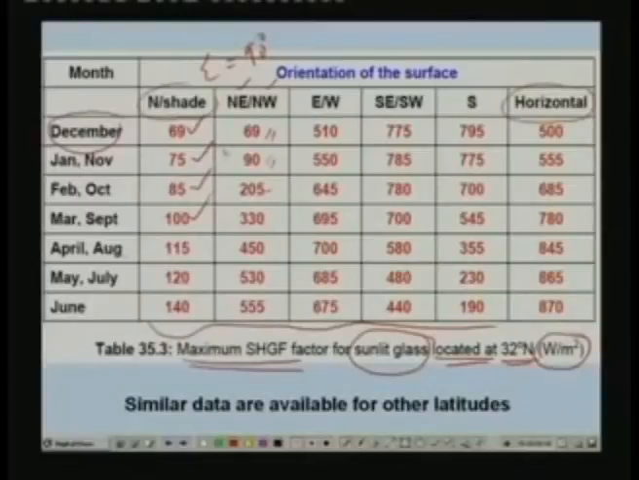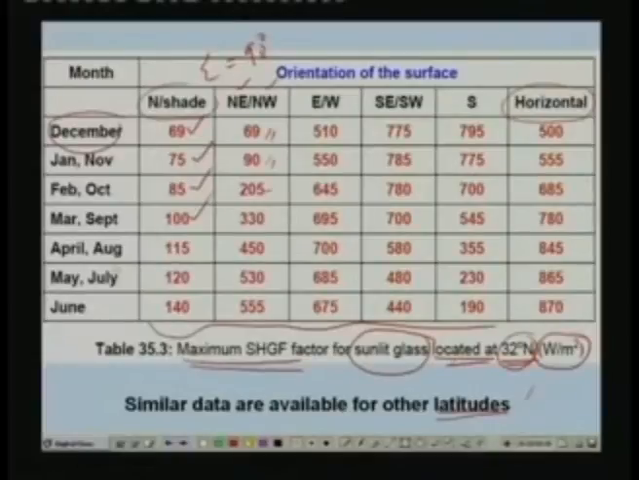Okay, so that means on a vertical wall, and this data is valid for 32 degrees north latitude. The ASHRAE handbook gives similar data for other latitudes also, for example 24 degrees, 40 degrees, like that. So from this table you can calculate the maximum solar heat gain factor.